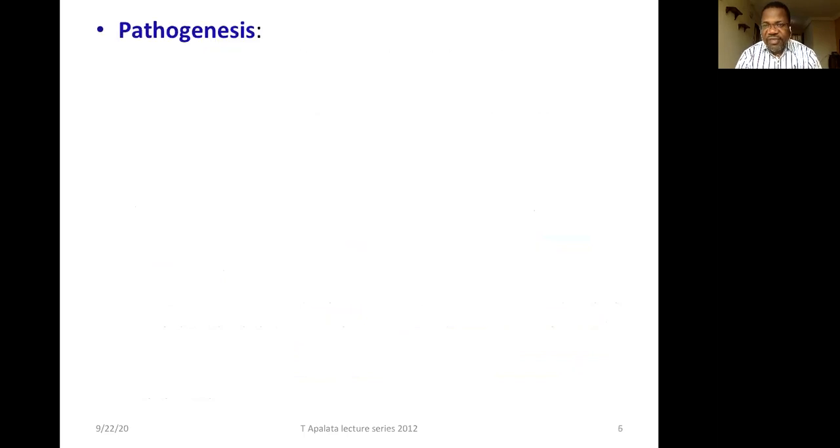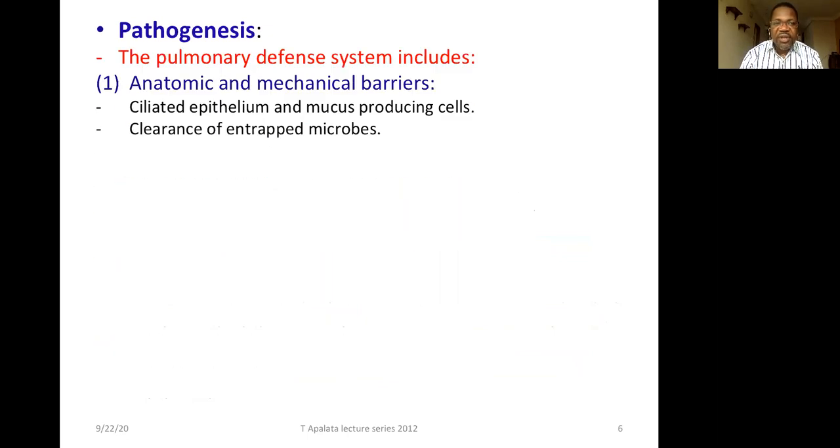Now, what is the pathogenesis of bacterial acute respiratory tract infection? First, let's understand the normal pulmonary defense system and how it works, because the breakdown of this defense system will then lead to the condition that we see, the bacterial respiratory tract infection.